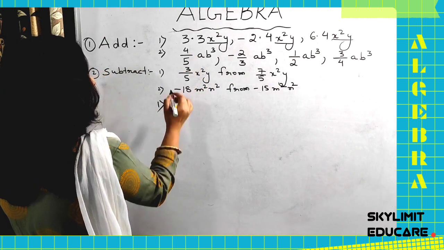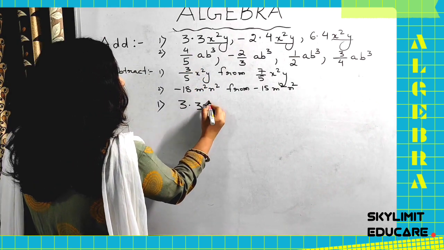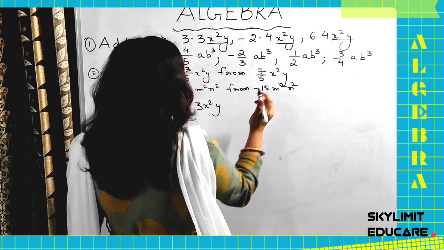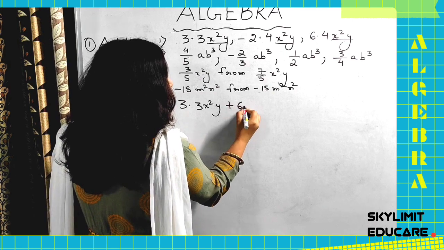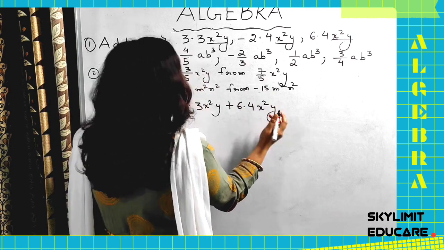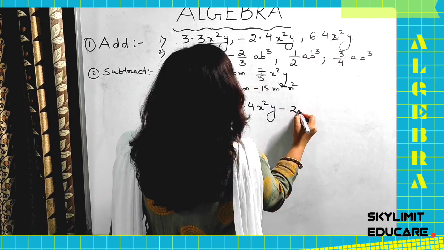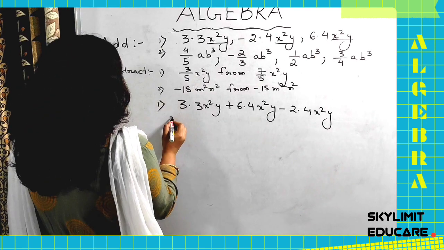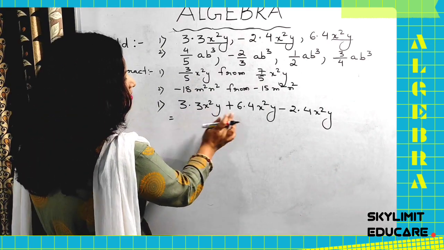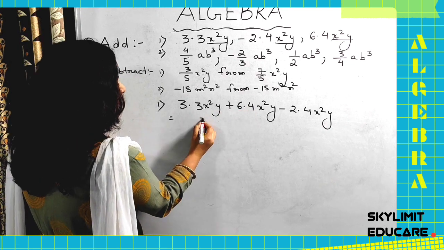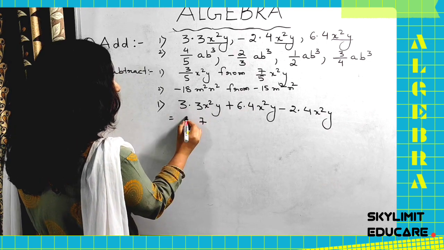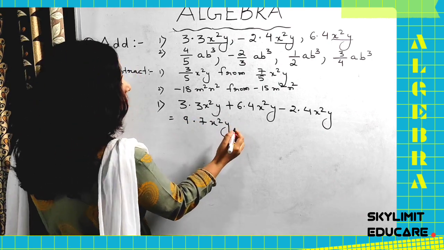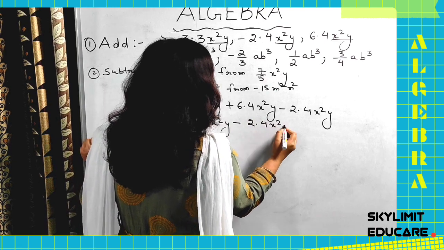First I'll write 3.3x²y and remove the commas. The second number is negative, so let me write the positive one first, 6.4x²y, and the last one is minus 2.4x²y. I have simply arranged and written them properly. Now let me add these two: 4 plus 3 is 7, 3 plus 6 is 9. So I got 9.7x²y, minus 2.4x²y.